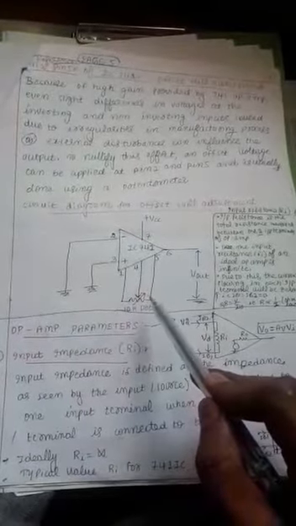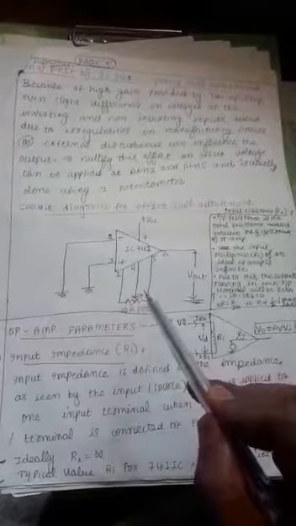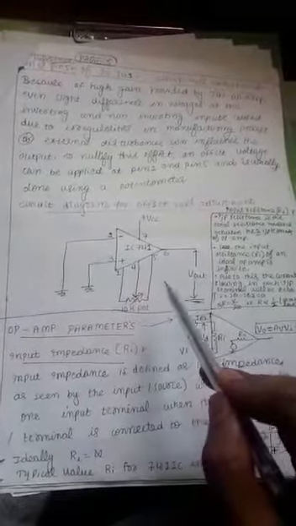So this one I already explained. Pin number 1 and 5 you have to short. You have to connect a potentiometer in order to nullify a voltage which is established during the manufacture of an op amp. Okay, just go through these notes.